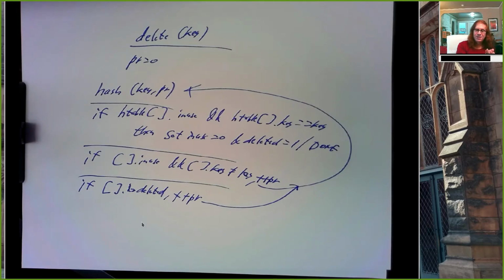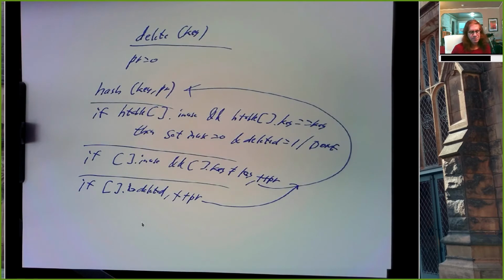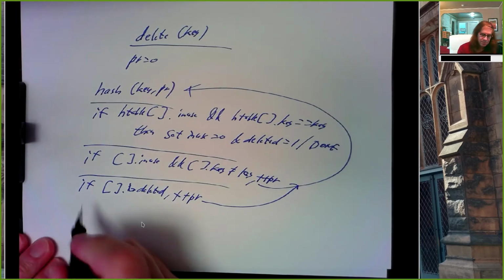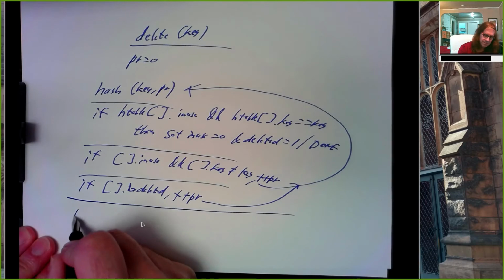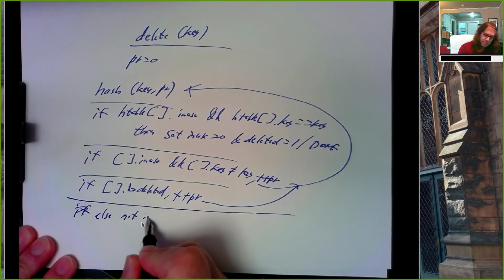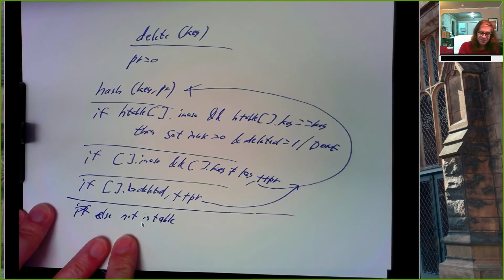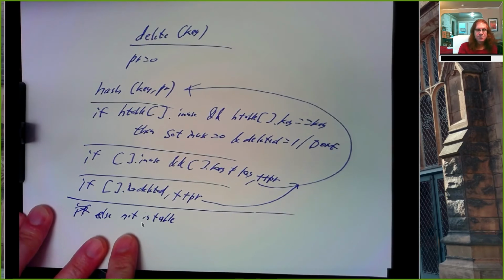If, when you look at that location, it's not in use, but it's marked as deleted, then you have to rehash. So bump up the probe, try again. Otherwise, it's not in the table. The only way you get here is if in use is clear and deleted is clear.